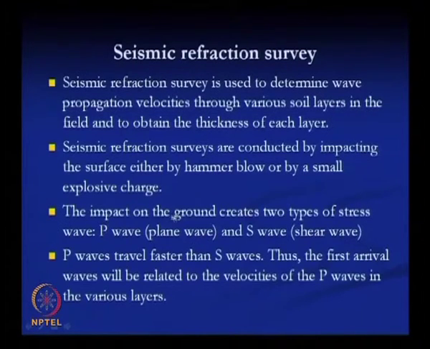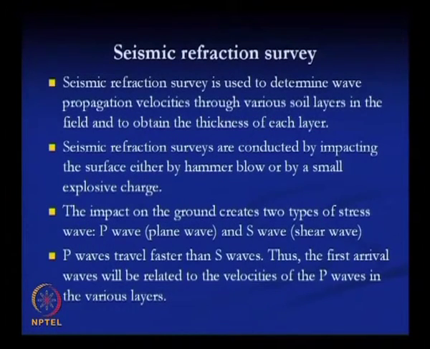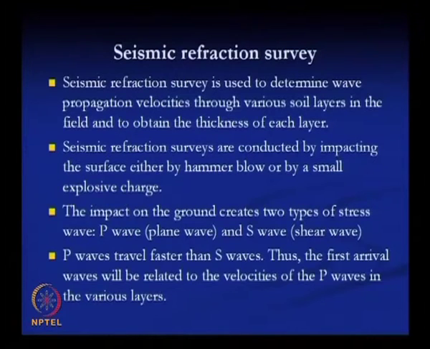Now, the impact on the ground creates 2 types of waves. We are talking about the waves and about the velocity of these waves. After this impact, generally 2 types of waves are generated. One is called the P wave, that is the plane wave, and the other is called the S wave, that is the shear wave. These 2 types of stress waves are generated after the impact, and of these 2 types, the P wave travels faster than the S wave.